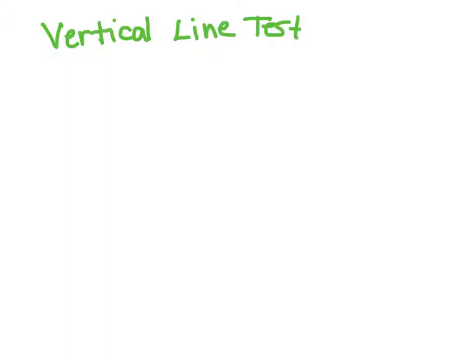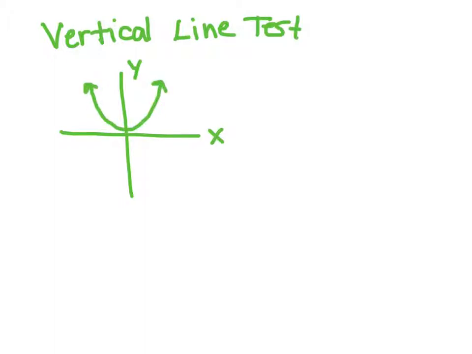Alright, so now let's look at the vertical line test. A vertical line test is a way to look at a function graphically and determine whether or not it's a function. So, for example, let's go ahead and draw this graph. We have a coordinate plane x, y, and then we're going to have this function, basically this is y equals x squared, right? And so we want to determine if this is a function.